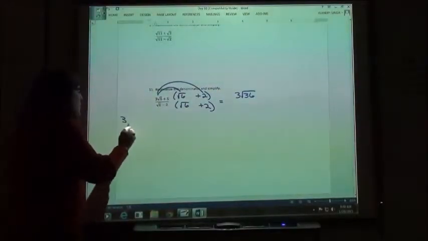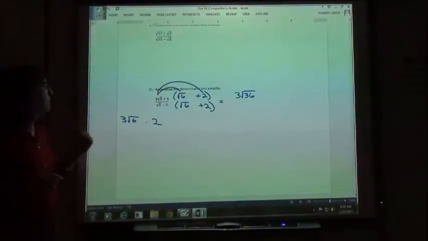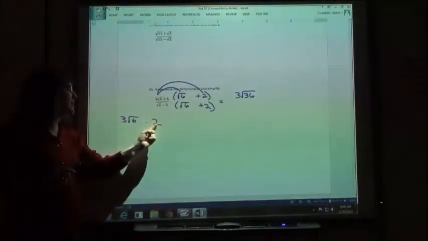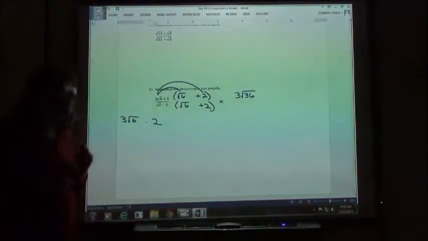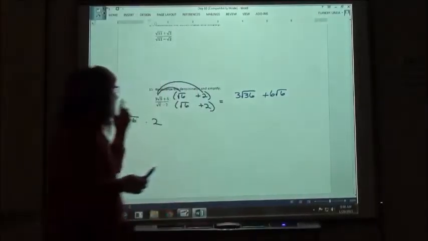You take 3 square root of 6 times a plain old 2. We're going to multiply just the 2 and the 3. Right. 3 times 2 is 6. Square root of 6 then, plus 6 square root of 6.